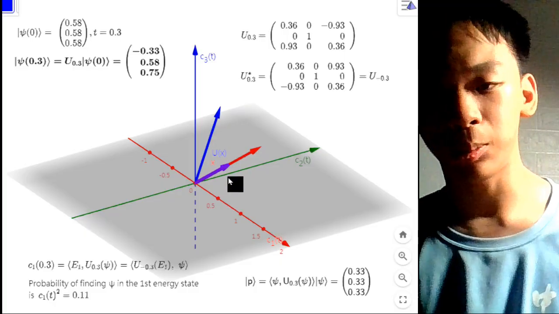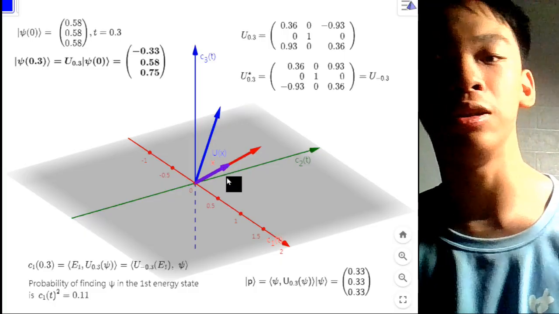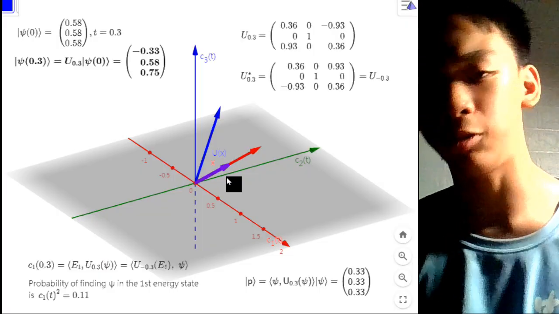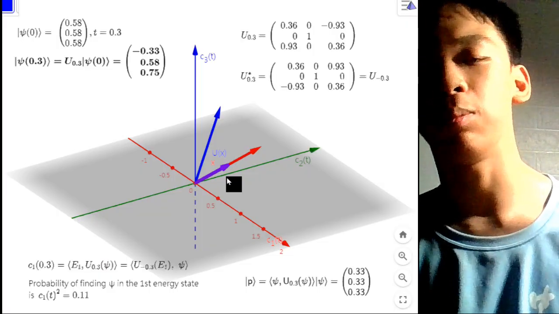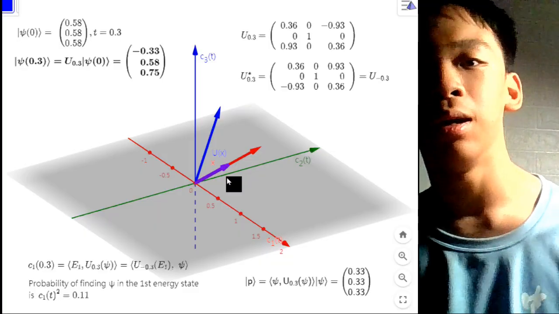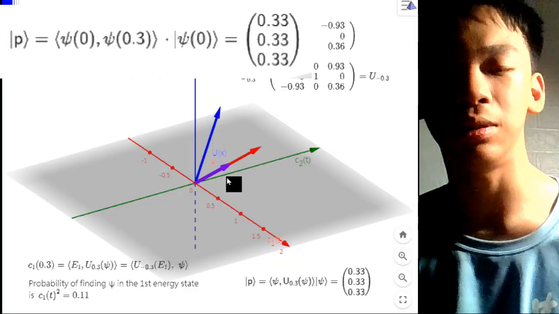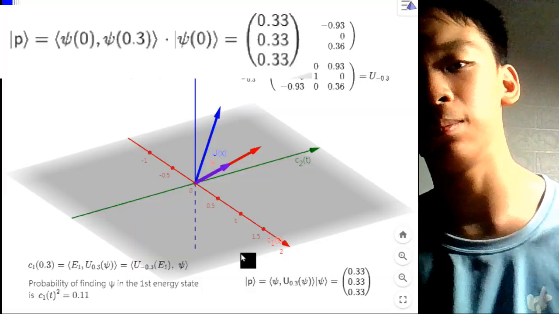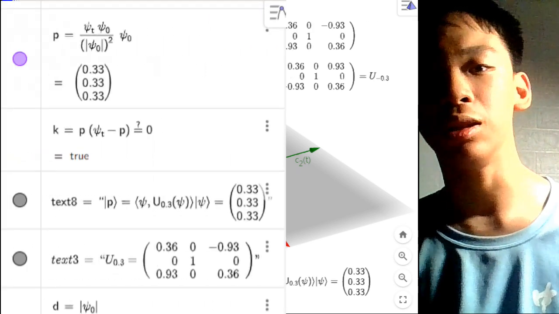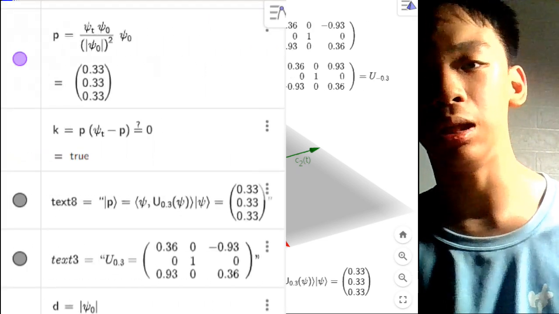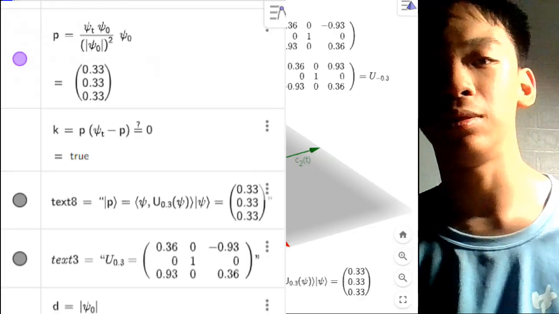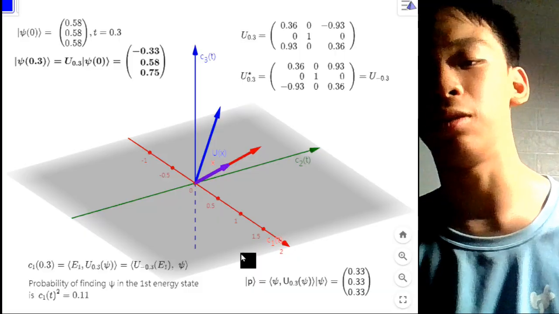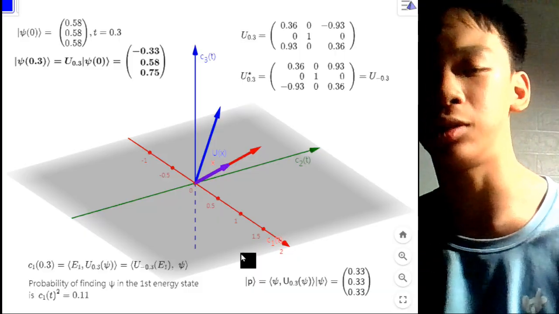We've learned in linear algebra that the projection of a vector a onto another vector b is a dot b divided by the norm of b squared times the vector b. So we can apply that to our projection p. So it's going to be the inner product of psi of t with psi of 0 divided by the norm of psi 0 squared times the vector psi 0. The logic variable k shows that the inner product of p with psi of t minus p is 0, they're orthogonal, so we can say that p is the orthogonal projection of psi of t onto psi of 0.